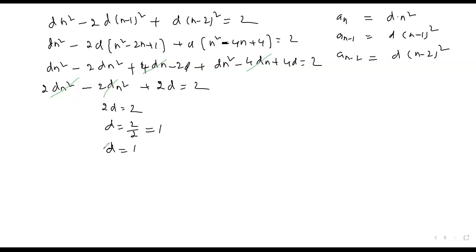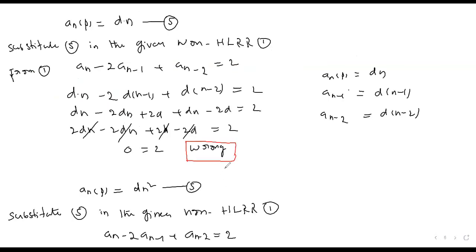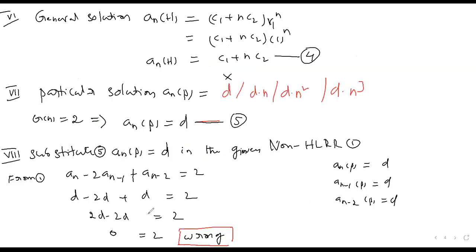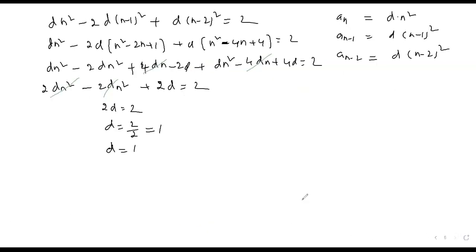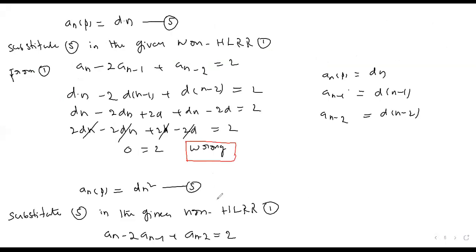Yeah, here finally, see in the second case we got wrong, 0 equals to 2. Even in the first case also we got wrong, 0 equals to 2. But here what happened? We got the constant d equals to 1. Therefore particular solution a_n of p equals to d into n square. This is d into n square from equation 5.